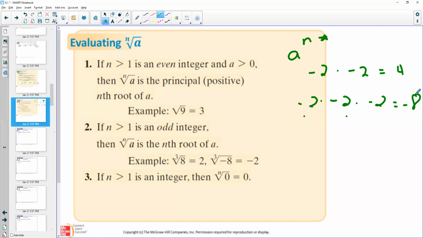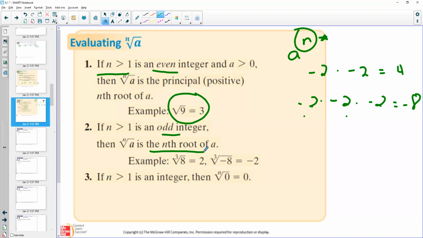So if n is greater than 1 and an even integer, and we're using n as our exponent, remember, then the nth root of A is the principal root. It has to be positive, right? If n is greater than 1 and odd, the nth root of A is the nth root of A.